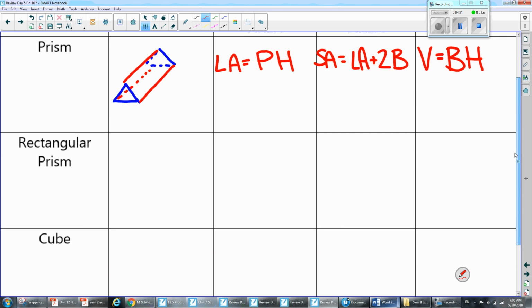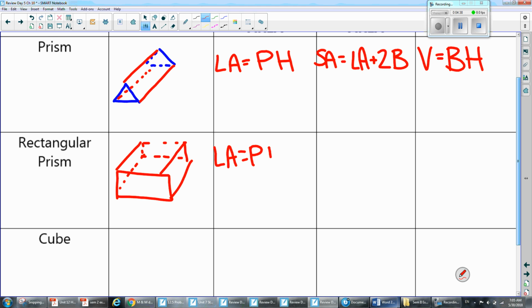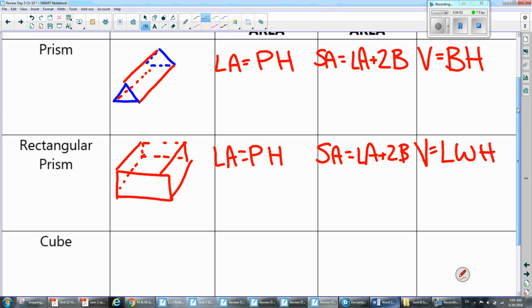If I think about a rectangular prism, kind of sketch out this box. Again, my lateral area is taking the perimeter of the base times the height. Surface area is still lateral area plus two bases. And when I think about my volume, though, I can say length times width times height. Just multiply those three dimensions together.